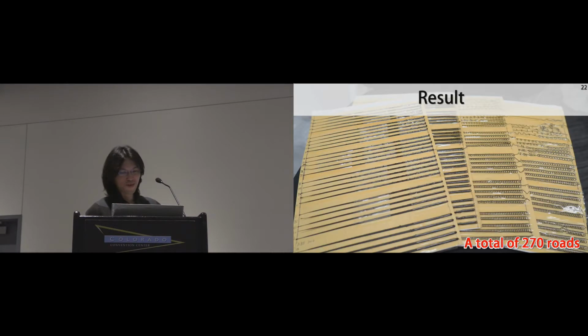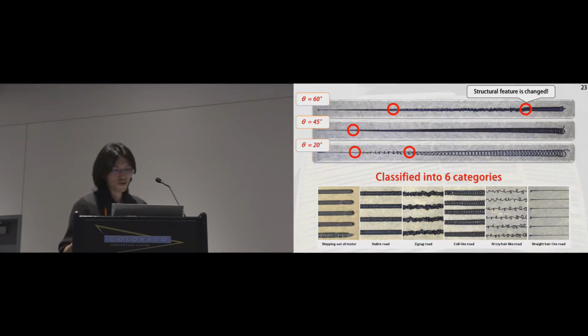So we got a lot of loads, a total of 270 loads. First, we classified the printed loads into 6 categories and named these loads according to the structural feature. We measured the position where the structure was changed, based on this classification. We visually recognized such positions and measured using a caliper.